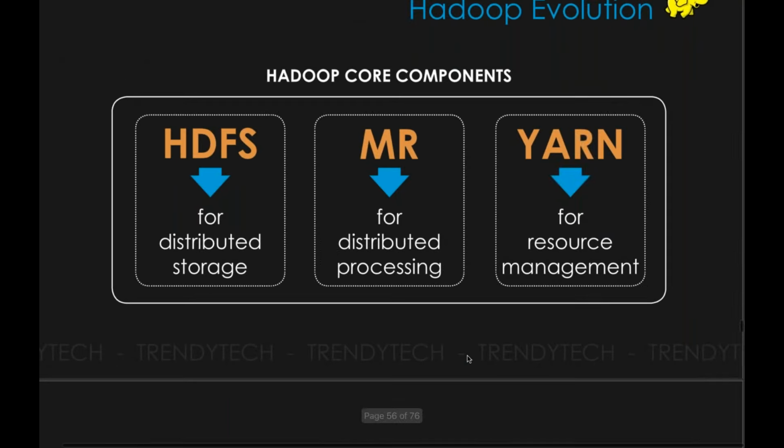So if someone asks you, can you tell me what are the three core components of Hadoop in the second version of Hadoop? The three core components are HDFS, MapReduce, and Yarn. HDFS is for distributed storage, MapReduce for distributed processing, and Yarn is a resource manager.